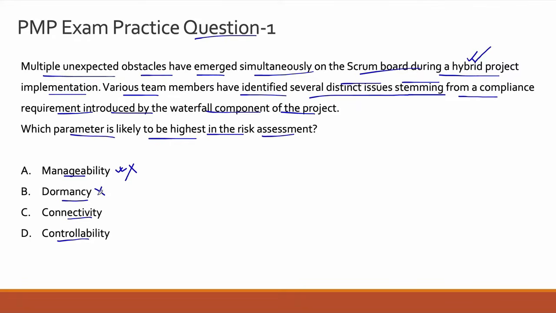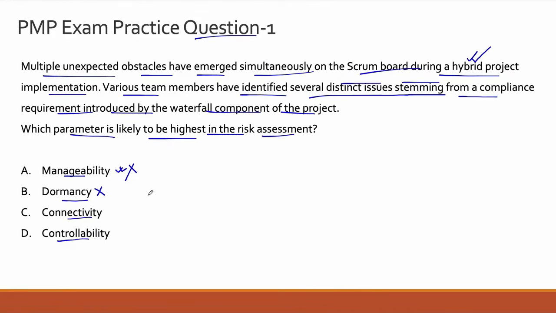For the same reason, dormancy is also incorrect because having that dormancy parameter in your risk assessment means that there is a highly likely possibility that the risk will stay dormant and you probably don't need any action. So that is why it is a bit extraneous and it is an incorrect answer choice.